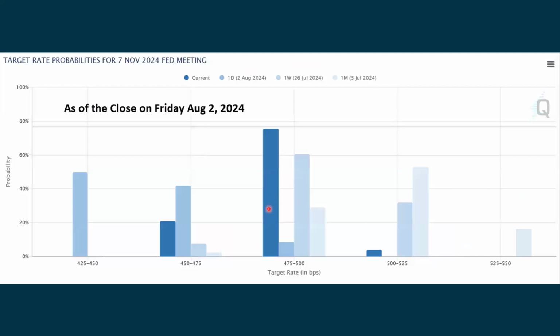And this is how this has changed as well, where you can see the big move from one day to the next is how the market is trying to adjust to this.